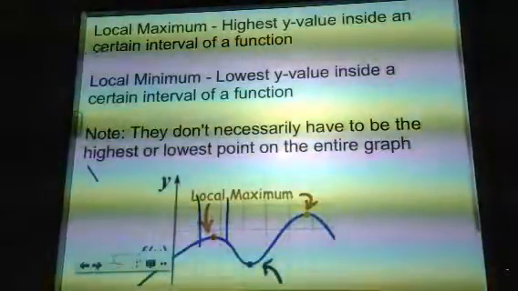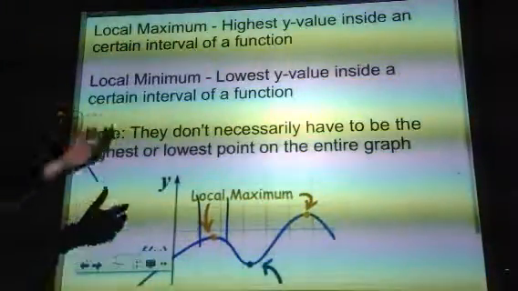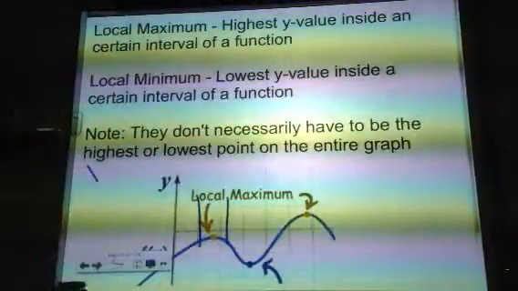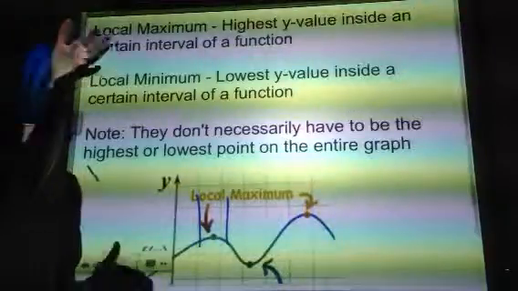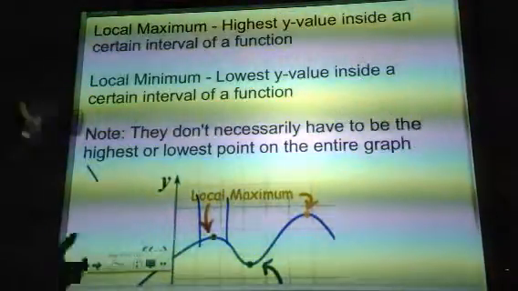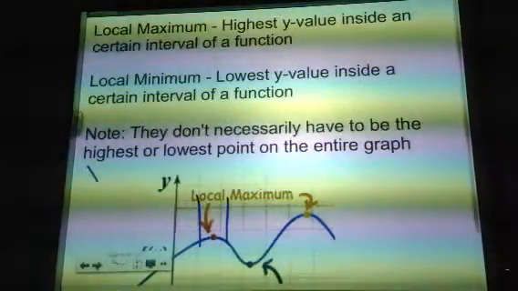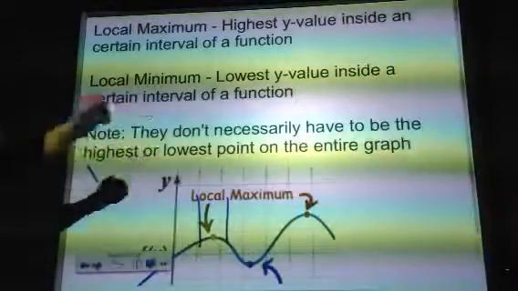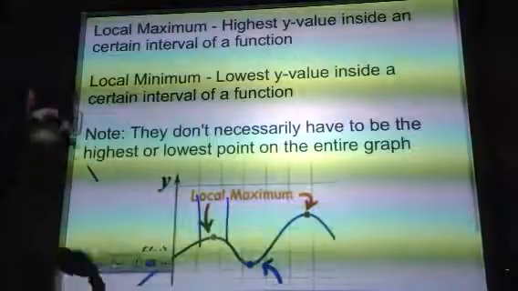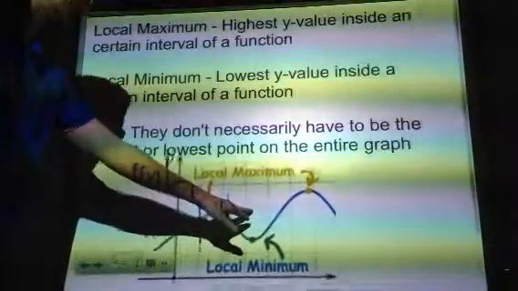Alright, so first of all, maximum and minimum are exactly what they sound like. It's the highest value of the graph or it's the lowest value of the graph. It's the max of the graph or the min of the graph. Okay, so a local maximum is locally the largest value of the graph. It's the highest y value in a certain area of the function. Local minimum is the lowest y value in a certain area of the function. Okay? Note, they don't necessarily have to be the highest or lowest point on the entire graph. Okay, just in that certain area. That's why it's called local.